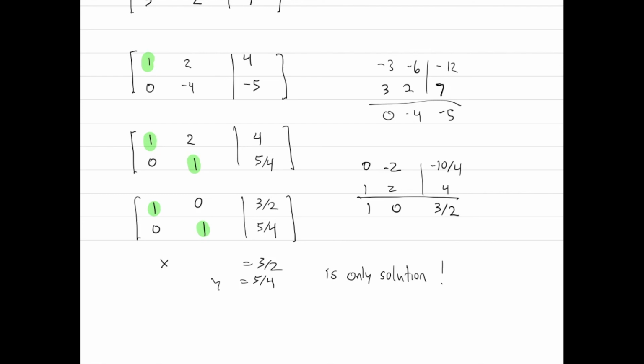In the next video, I'm going to show how to do the slightly more complicated example I began the lecture with. It was 3 equations and 4 variables. How to do that using these elementary row operations.